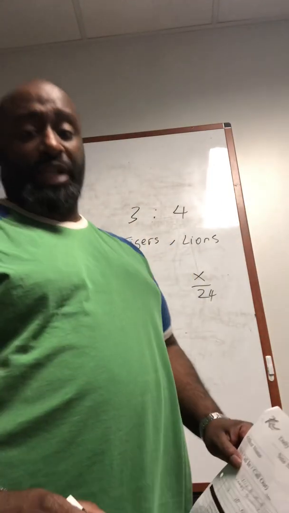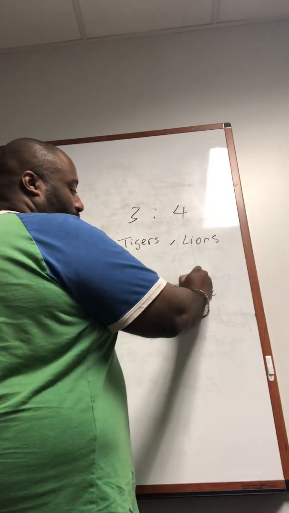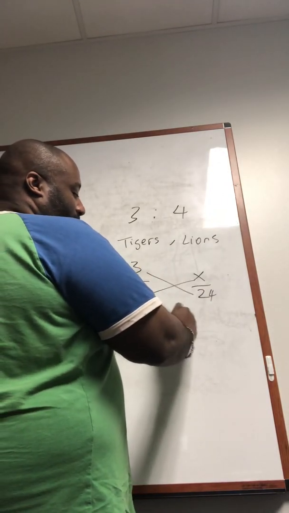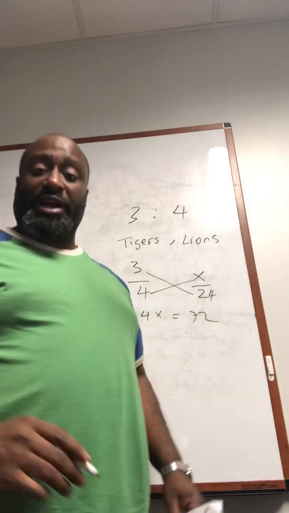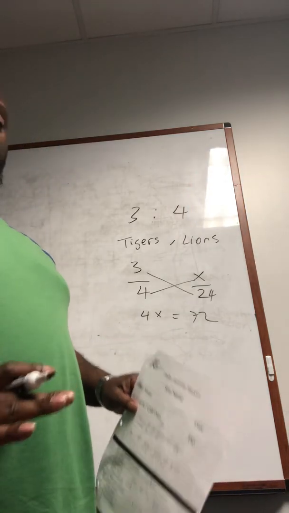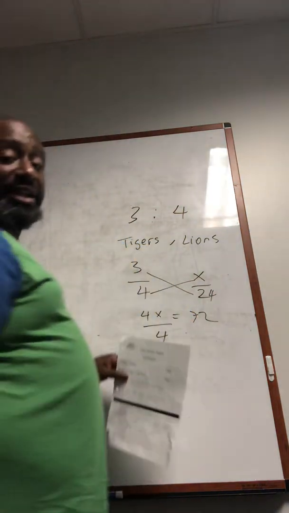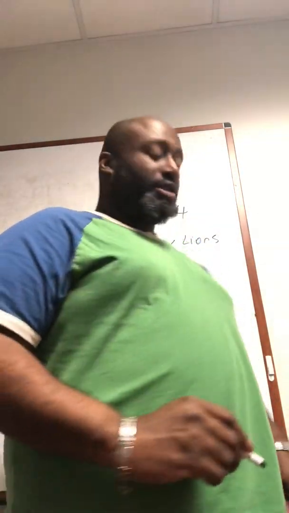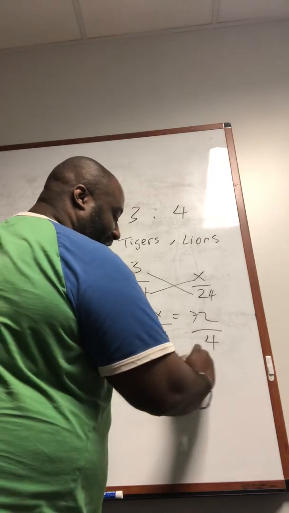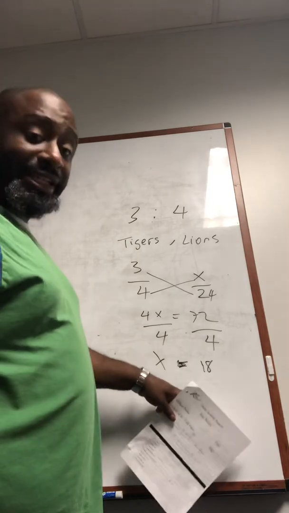So here's what I'm going to do next. I'm going to cross multiply. I have 4x is equal to 72, right? Remember, we're solving for x. We're not solving for 4. So what we do to the left side of the equation, you got to do to the right side. We're going to divide by 4. And if we divide the left side by 4, we got to divide the right side by what? By 4. So we find out that x is equal to 18. X is equal to 18. So there are 18 tigers.